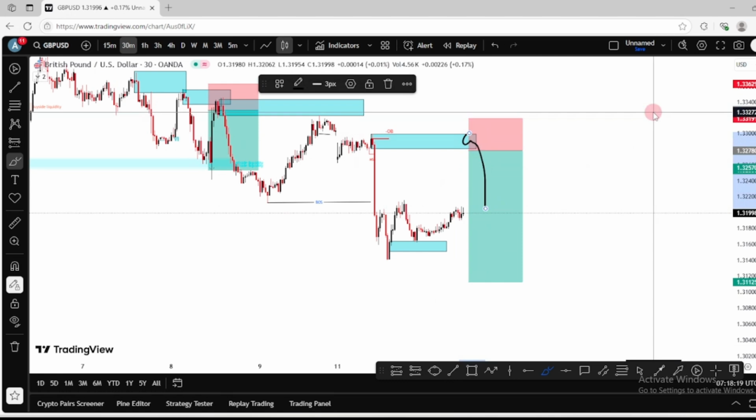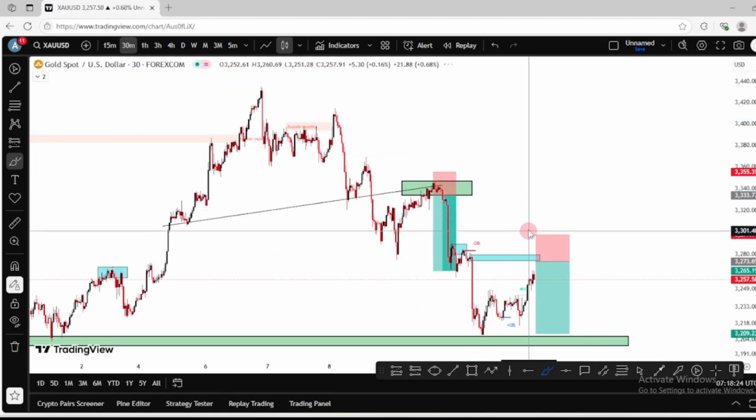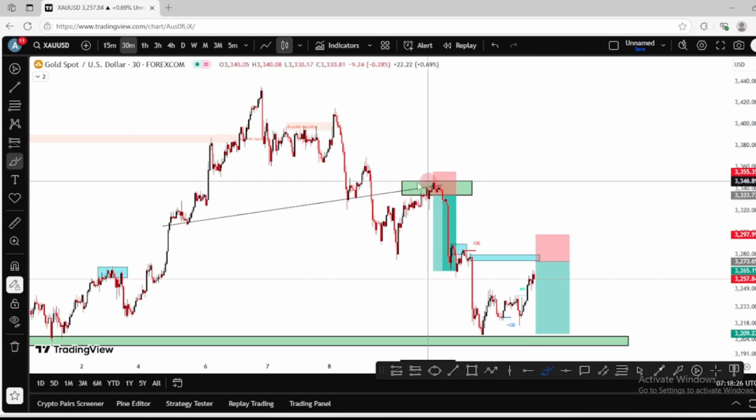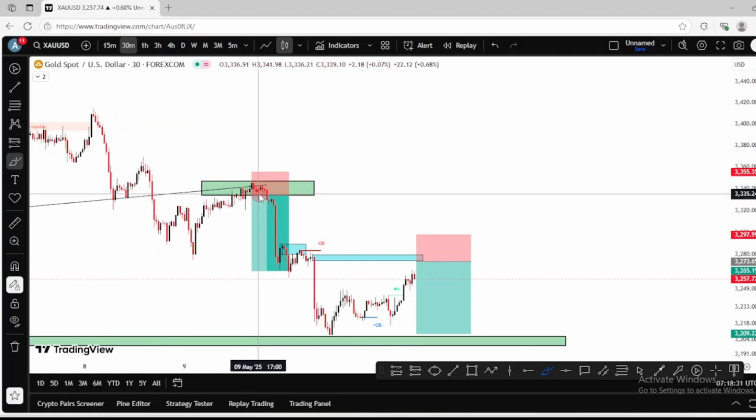Now you can also apply this on gold. This is on GBP USD. Let's go to gold and let's see. You can see gold also is doing the same thing. We got this sell right here. That was yesterday, and the same thing happened. We had price change character inside that zone. When you go to the smaller picture, you're gonna see it.